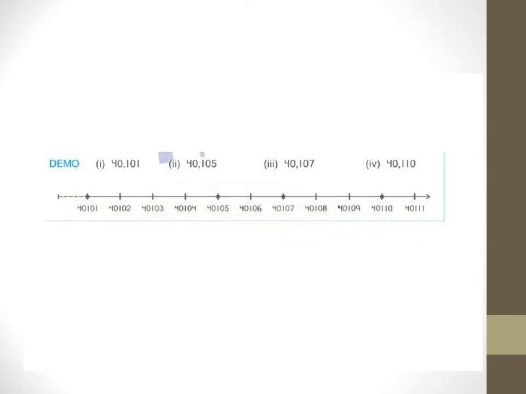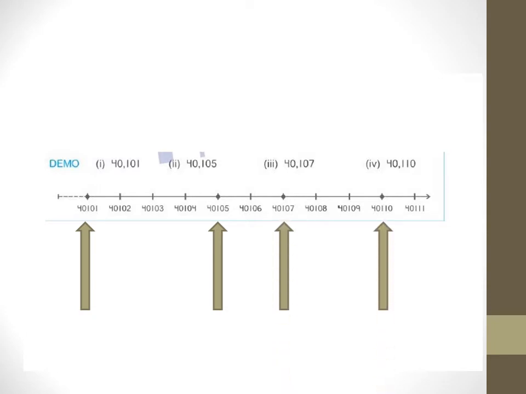So what we will do, we will start from 40,101 and put a dotted line on the left-hand side. That means all the numbers smaller than 40,101 are on the left-hand side. That is what the dotted line represents, and at equal distances to the right-hand side we are going to mark 40,102, 40,103 and so on. Once the number line is made, we will put arrows to mark the answers that have been asked.